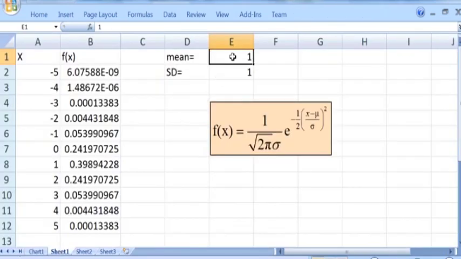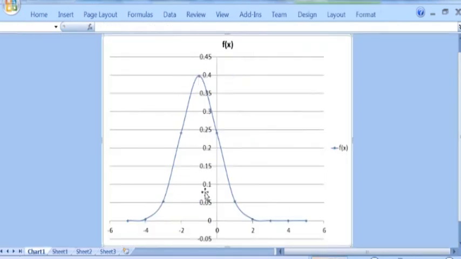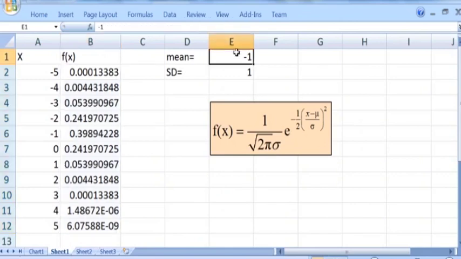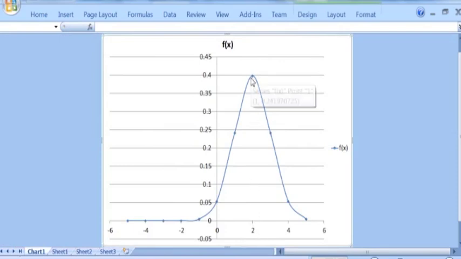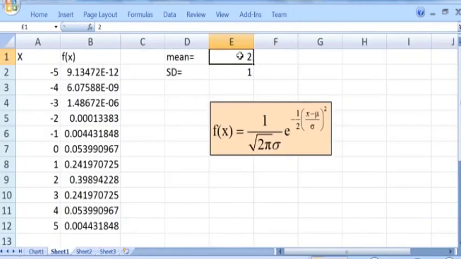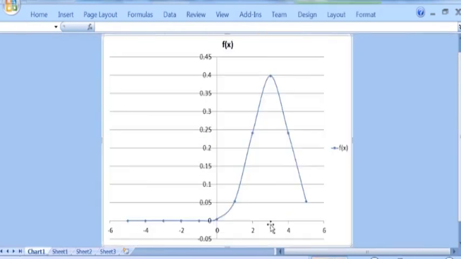So let us experiment by changing the mean from 1 to -1. So again these values have been recalculated and now the peak shifted to -1. So we can again experiment with 2. So now the peak is shifted to 2. And similarly you can experiment by changing the mean to take any other value, either plus values or minus values. And remember that suppose I shift the mean to 3. So now look at the graph. So the peak is shifted to 3.